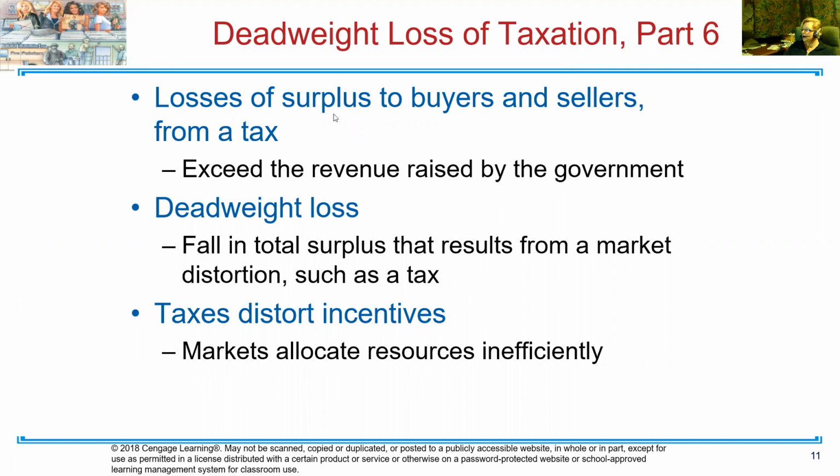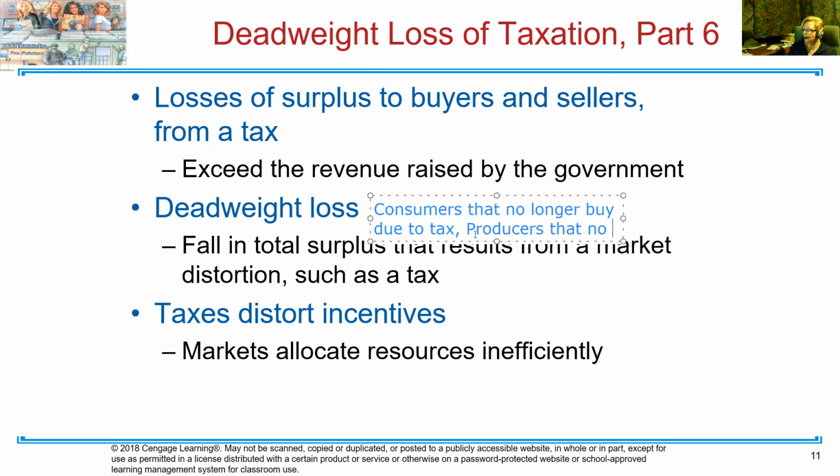Again, loss of surplus, and then we get this new term, deadweight loss. And just to make sure that we understand what it is, it represents the consumers that no longer buy due to tax, and it also represents producers that no longer sell due to tax. Okay, so our overall message here is that taxes do tend to distort market incentives.